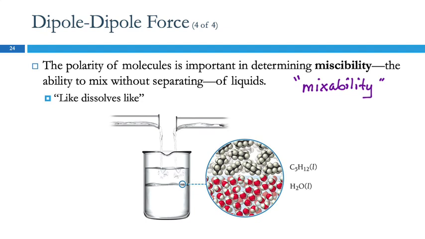So the saying that we use to help us remember this is "like dissolves like." So if you have two substances that are polar, they'll probably be miscible. Two substances that are nonpolar, probably miscible. If you have polar and nonpolar, they're not going to mix.